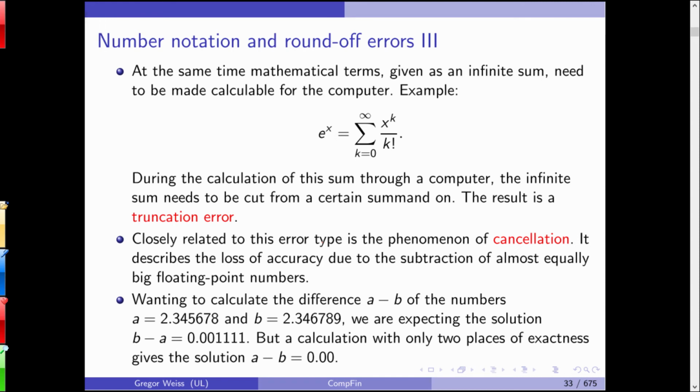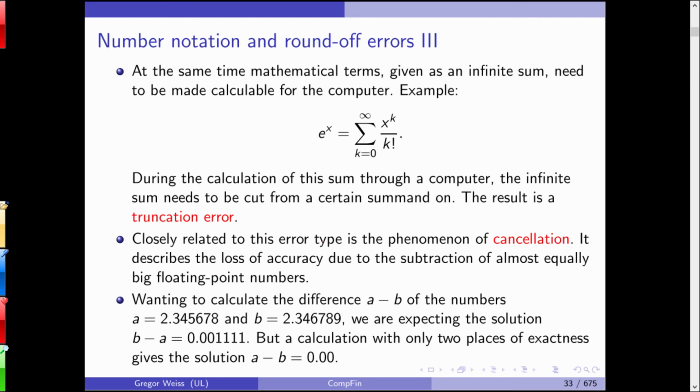We will also get so-called truncation errors when looking at certain mathematical functions. For example, take the exponential function. By definition, the exponential function is given by this infinite sum. So the sum of k from 0 to infinity of x to the kth over k factorial. This is the exponential function. But this also means that if you want to calculate the exponential function on your calculator, on your computer, you need to cut off this infinite sum at some point.